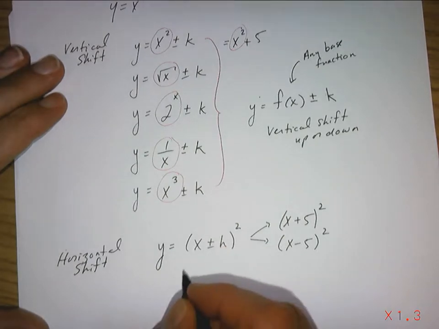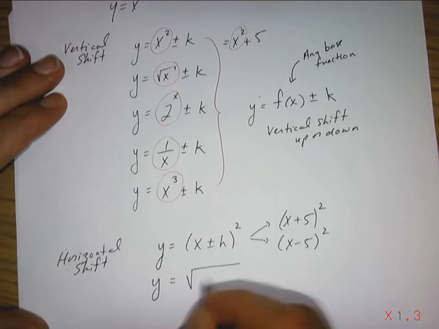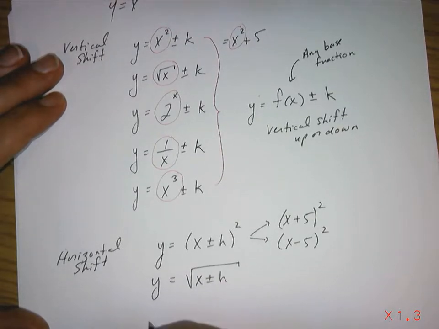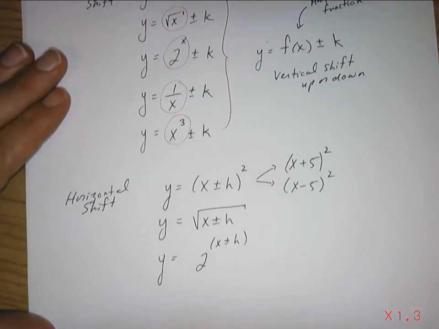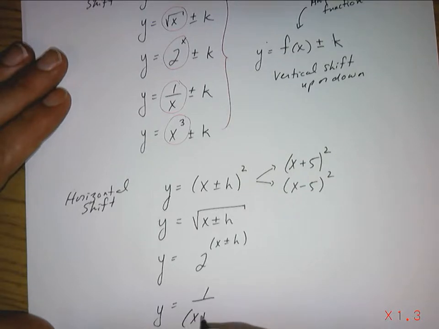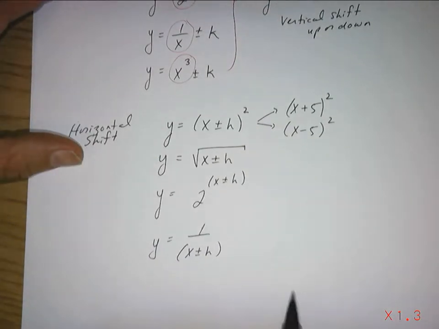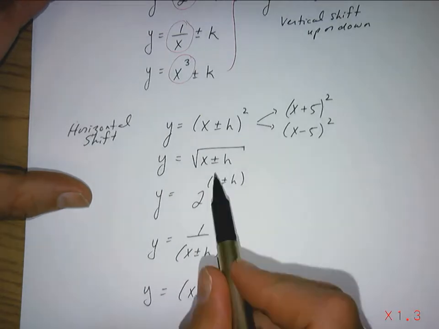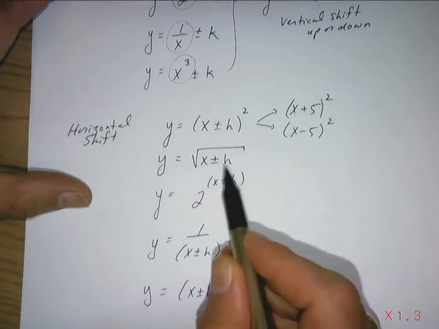So if it was the root x function, then it would be x plus or minus h underneath the radical sign, because that's inside the function. If it was 2 to the x, then it would be 2 to the x plus or minus h, because that was inside that function with the x. If it was 1 over x, then it would be 1 over x plus or minus h, all underneath. And I like to put brackets around it so that you can see it. If it was the cubic function, then it would be x plus or minus h cubed. Now notice all of these have the x value inside the function. The h value is inside the function.